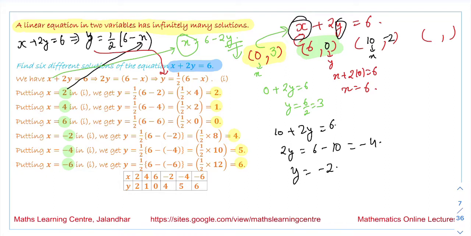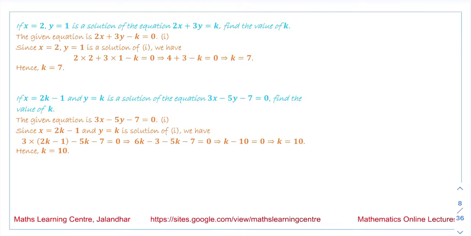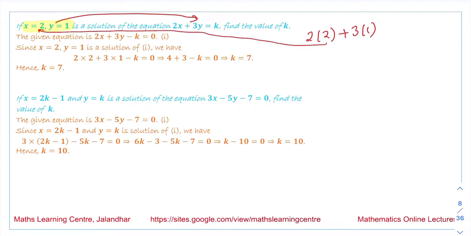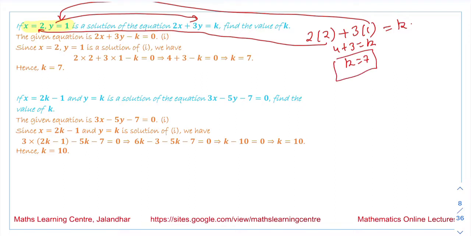Now in the next question it is given, if x is equal to 2 and y is equal to 1 is a solution of the equation 2x plus 3y is equal to k, then we have to find the value of k. So is a solution means that these values will satisfy this equation. It means what is given to us is 2 into 2 plus 3 into 1. This 2 is coming from the value of x and this 1 is coming from the value of y, and it is satisfying this equation, which means this value is equal to k. So we are getting 4 plus 3 is equal to k. So we get k is equal to 7.